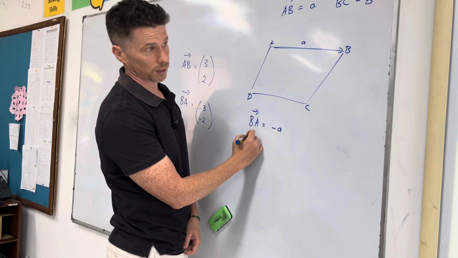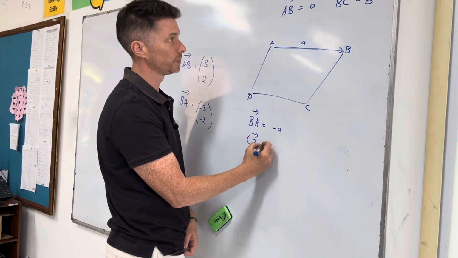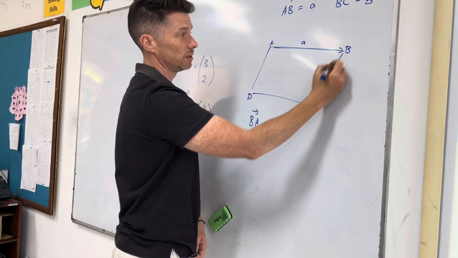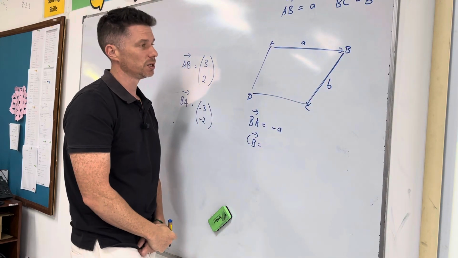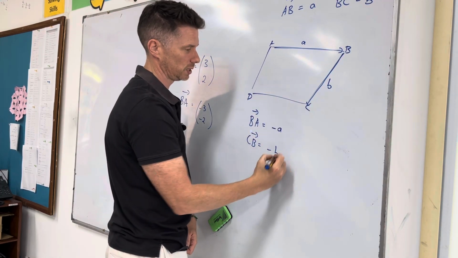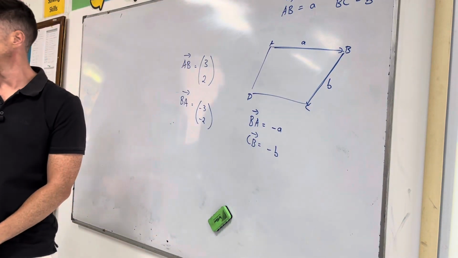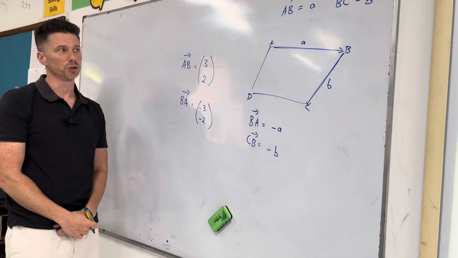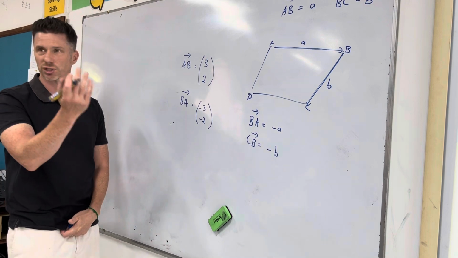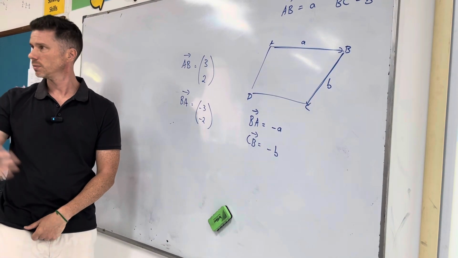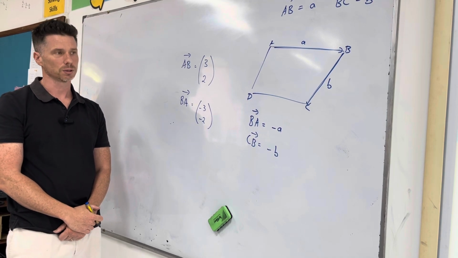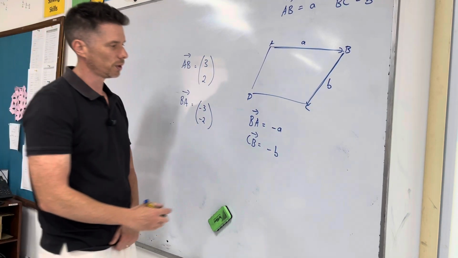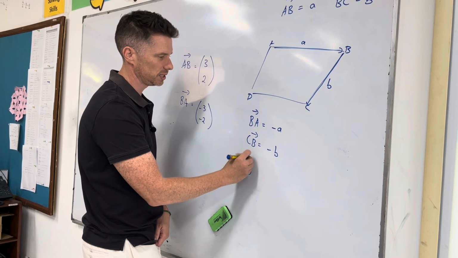What would be the vector from C to B? BC, going this way, B to C is a positive vector b. So C back to B would be the negative b vector. So direction does matter. Whereas if that was just the distance I was dealing with, they would be the same. But direction does matter. If it's the opposite direction than the one you're looking at, it's going to be a negative. How do I get A to D?